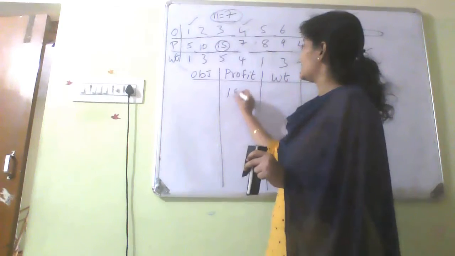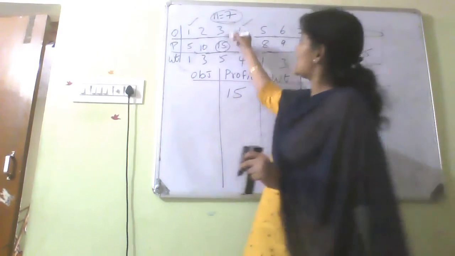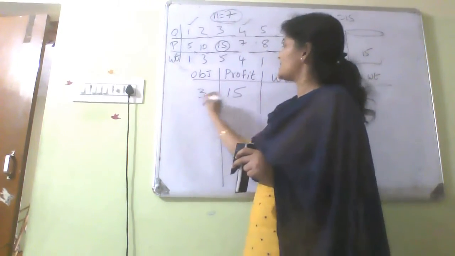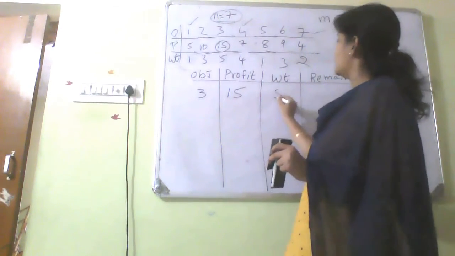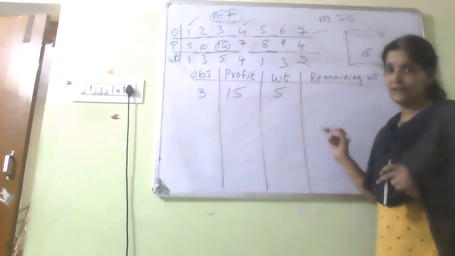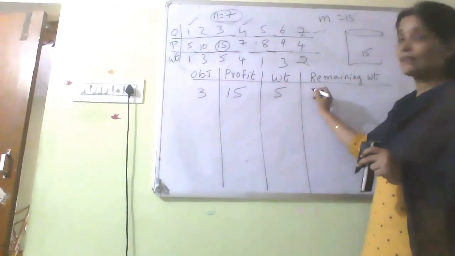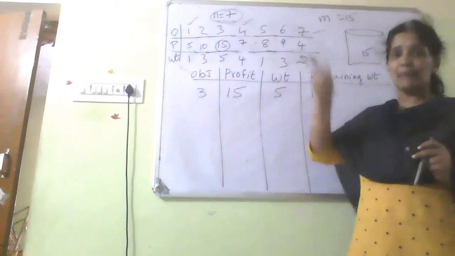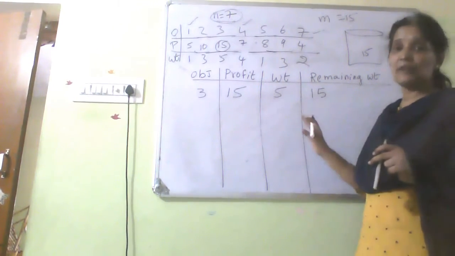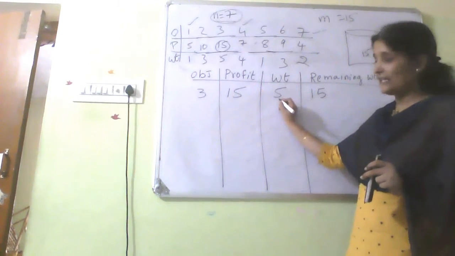So I'll take 15. And what is the corresponding object? 3 is the corresponding object. And what is the weight for that? The weight is 15. What is the capacity of the bag? The total capacity of the bag is 15. In that, we have placed one item. What is that item's weight? It is 5.